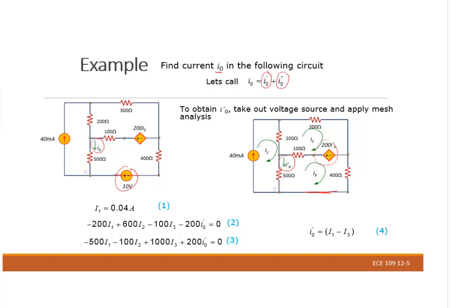So first of all, I1, because of the current source right there, is equal to 40 milliampere. What is I0 prime here? I0 prime should be equal to I1 minus I3.